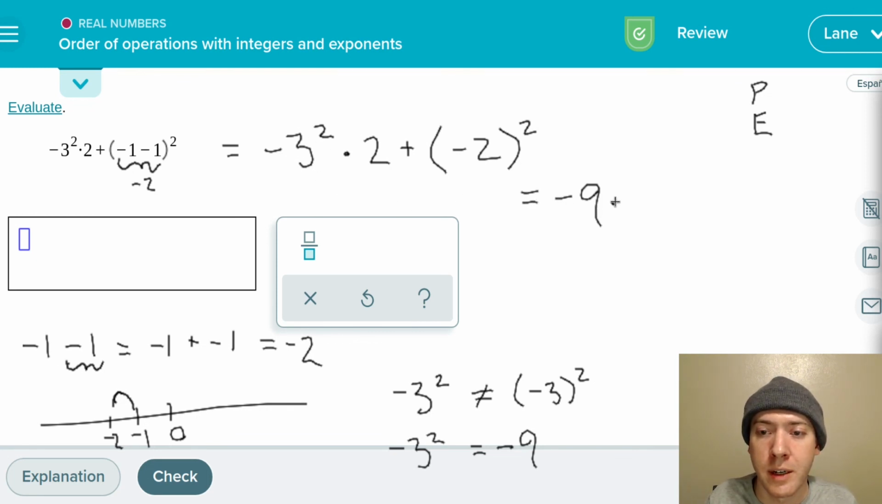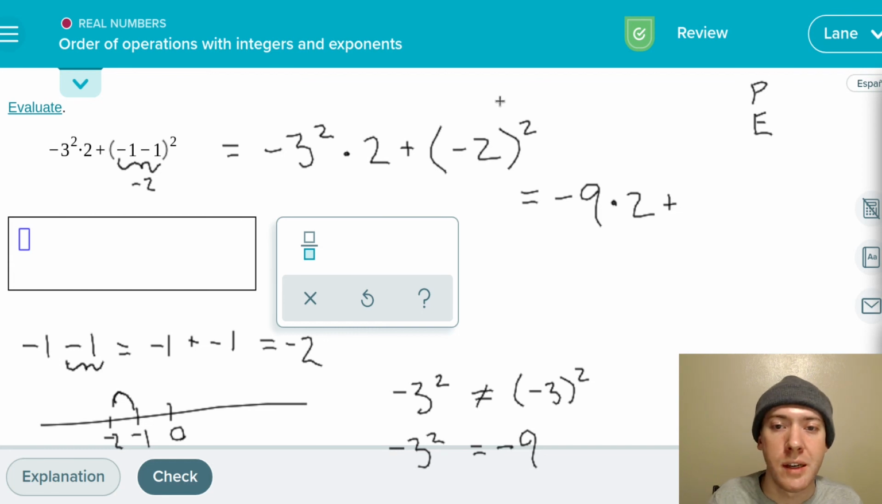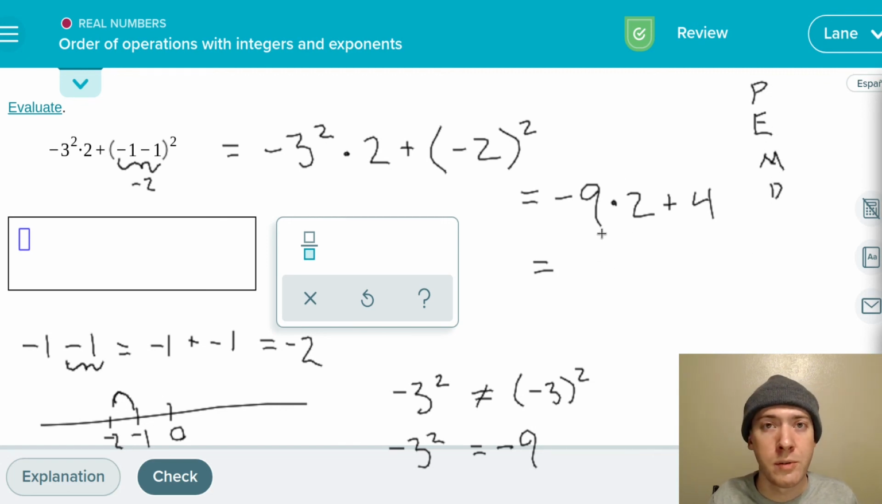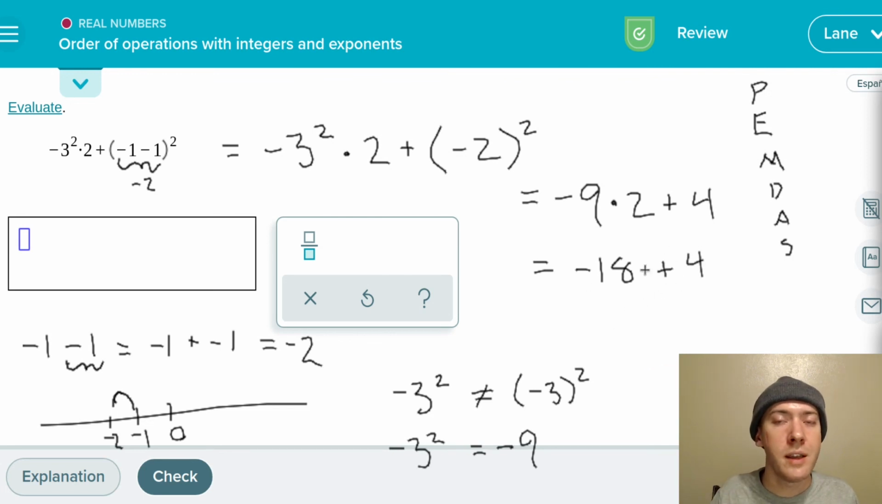So we're going to have -9 times 2 plus, now what is this? We need to take care of this exponent. -2 squared means -2 times -2, which is +4, right? Okay, that's parentheses, exponents. Next is multiplication or division. We have multiplication right here. -9 times 2 is -18. And then we're going to work on addition or subtraction. We've got addition right here. -18 plus 4 is going to be -14. Okay, so that should be our answer.